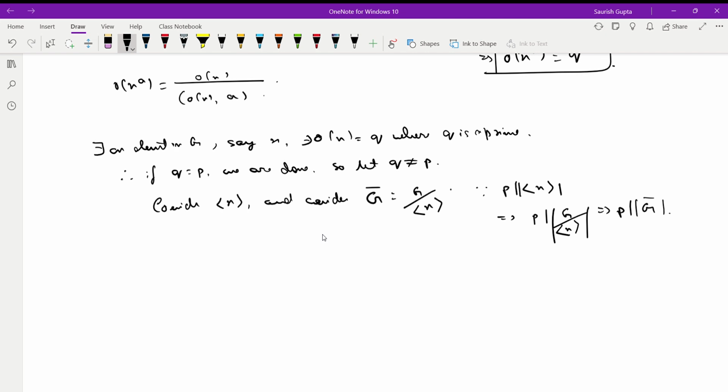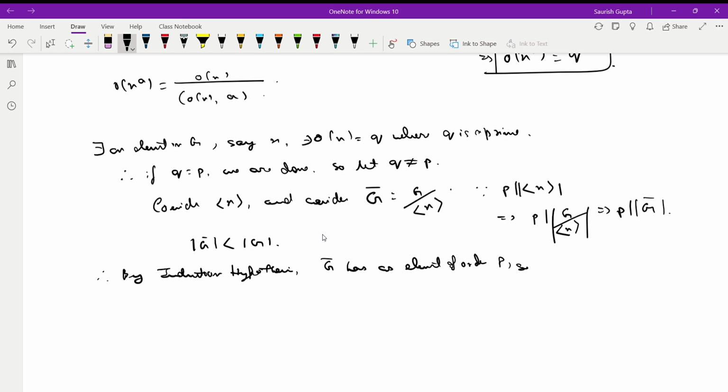But again, this cyclic group is clearly a non-trivial cyclic group, because x is a non-identity element. We have assumed its order to be a prime. So the order of G bar is surely less than the order of G. This immediately comes from Lagrange's theorem. There's nothing too complicated here. Therefore, by the induction hypothesis, G bar has an element of order p, and say the element is y times the cyclic group generated by x.